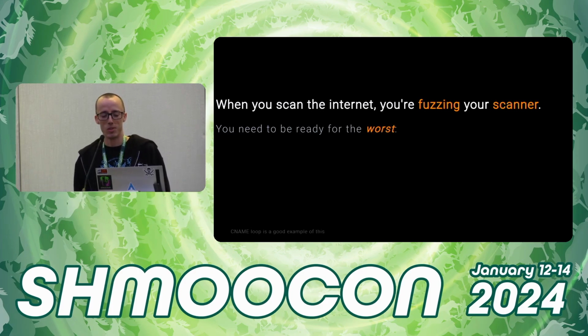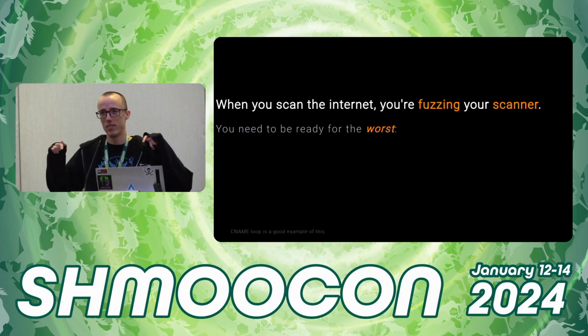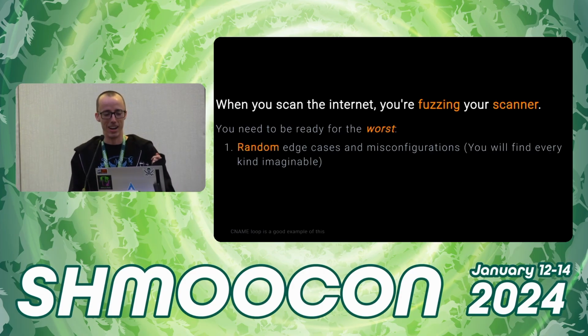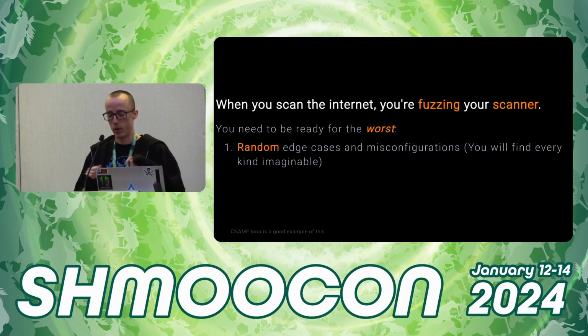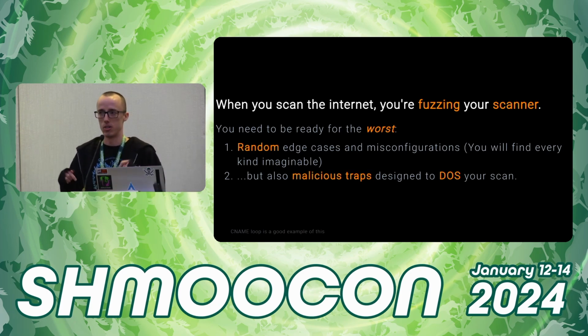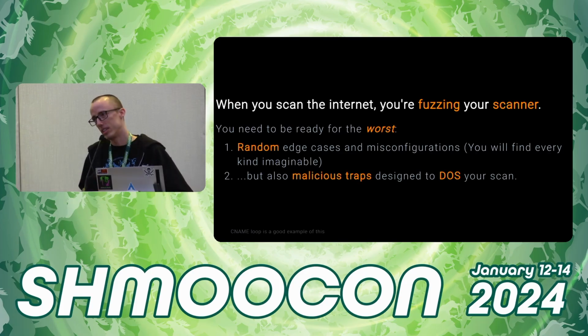So the way to think of it is, when you scan the internet, you're fuzzing your scanner, which means you need to be ready for the worst of the worst to happen, like random edge cases, weird misconfigurations, stuff that you wouldn't expect to see, but also malicious traps that are designed to DOS your scan. And the CNAME loop is a good example of this.